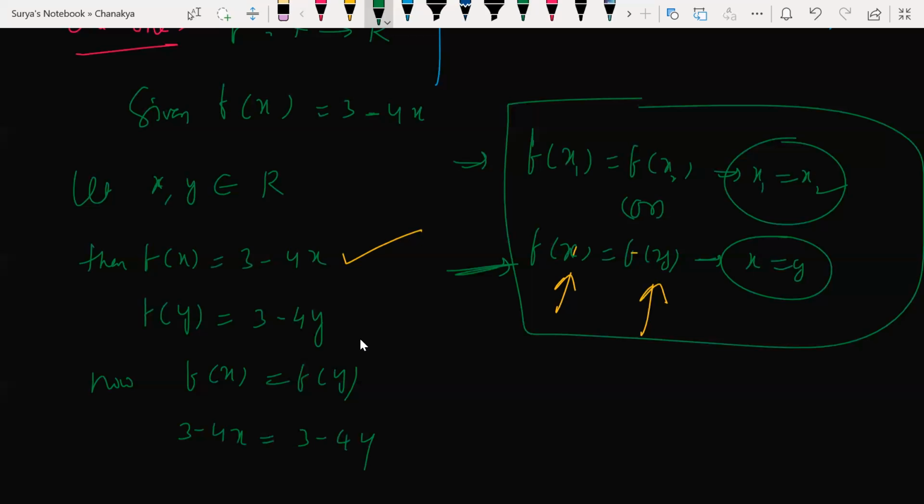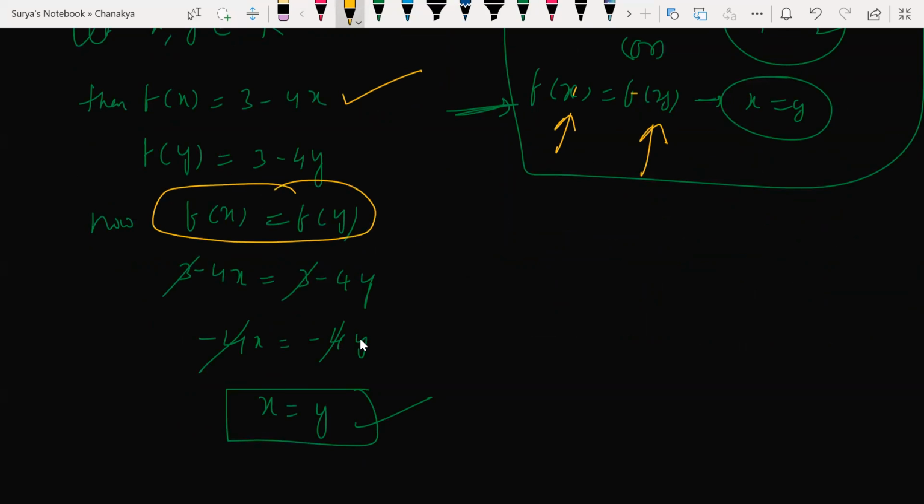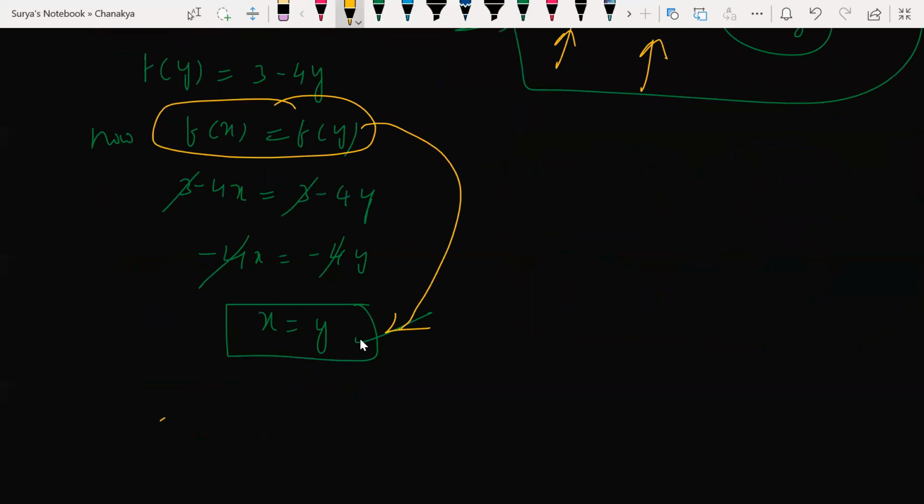So 3 cancels here, and minus 4x is equal to minus 4y. Minus 4 will get cancelled. x is equal to y. Check kar lo. Look at this here: x is equal to y. If at all I'm taking this case, then I'm getting x is equal to y. Hence, it is a one-one function. All right. I don't want to waste my time by writing big lines, beta. Let me tell you, it is a one-one function under the given function.